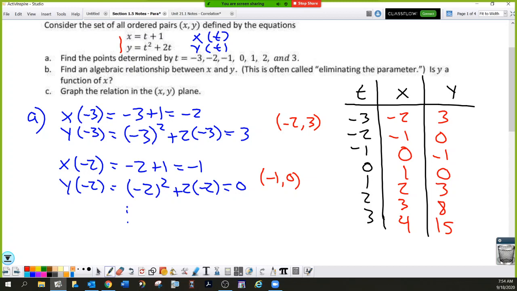Now, part B, which is probably the most important part of this skill, says to find an algebraic relationship between x and y. And this is usually called eliminating the parameter. We call the variable t the parameter. What we're trying to do is figure out, can we write an equation that is only in terms of x and y using algebra skills? Can we eliminate the parameter? And then afterwards, the next part of the question asks, is y a function of x? So how do we eliminate the parameter?